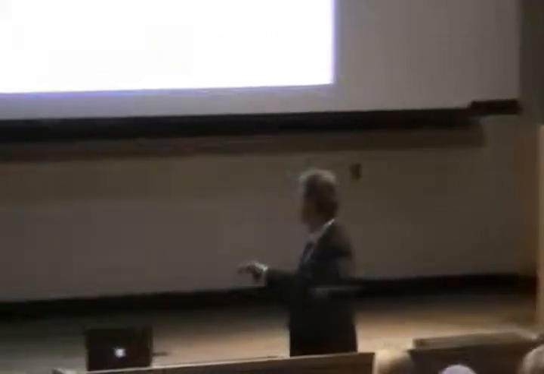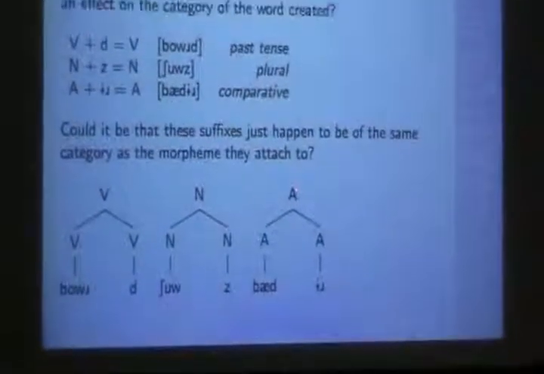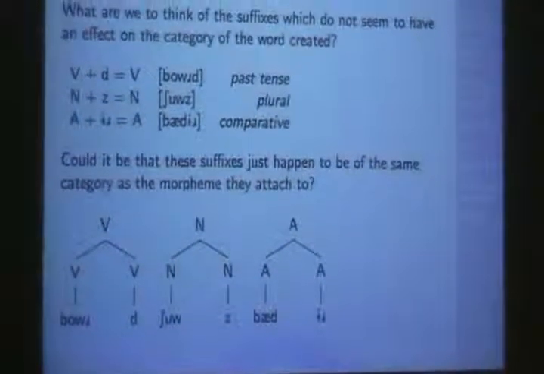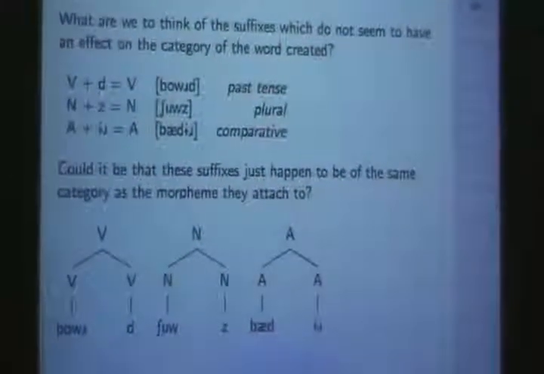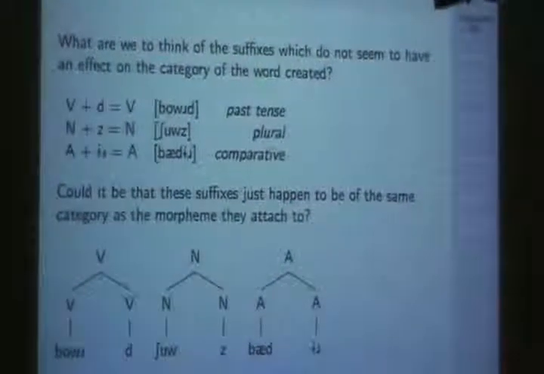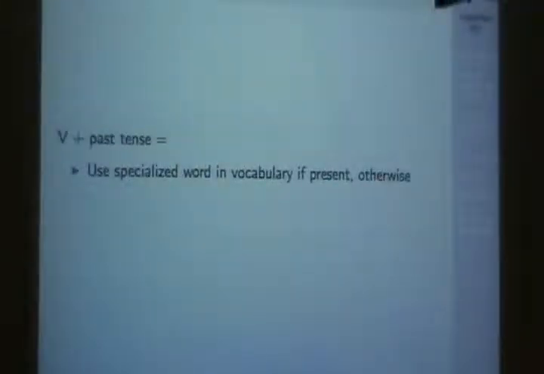But what about these cases? So what about the cases where the part of speech of the word being built looks like it's the same as not the morpheme on the right, the suffix here, but the morpheme on the left, the free morpheme? And here what I tried to convince you is that in all of these cases, what we were looking at was a different kind of morpheme, an inflectional morpheme.